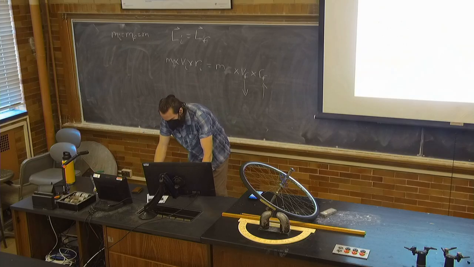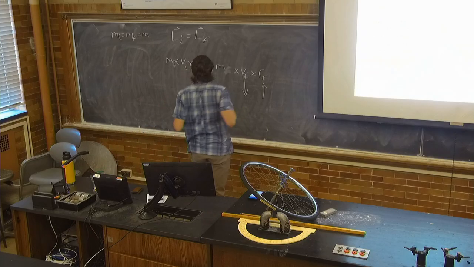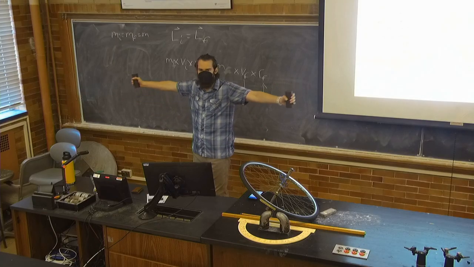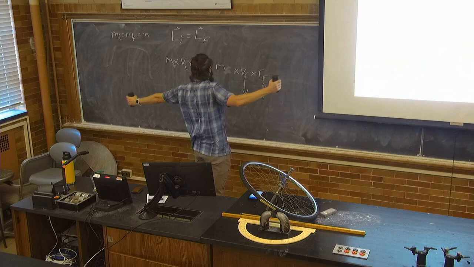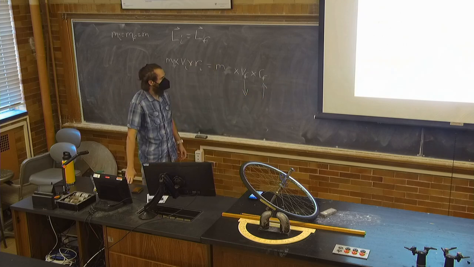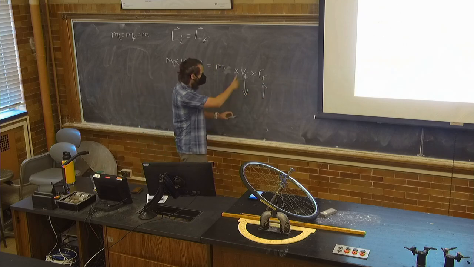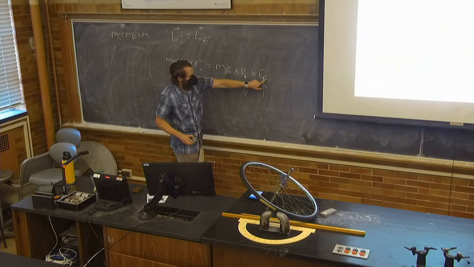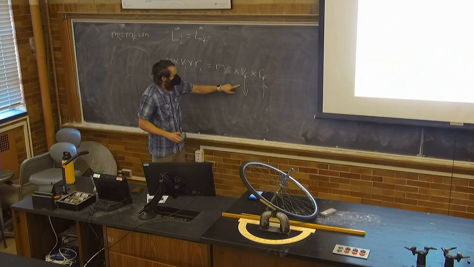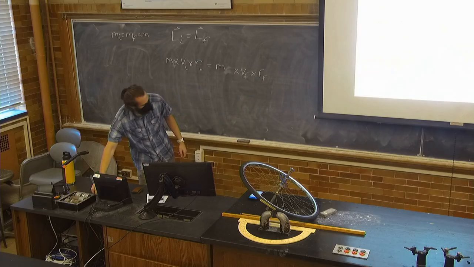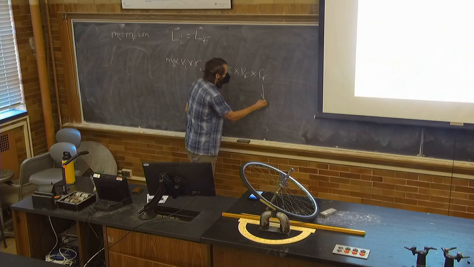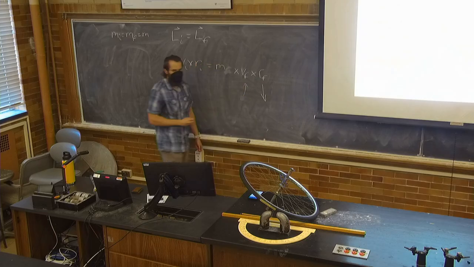So see it again. Start myself spinning. Spread the weights out, slow down, bring them back in, speed up. And so we saw both examples. Increasing radius, velocity went down. Or if I decrease the radius, velocity has to go up to compensate.